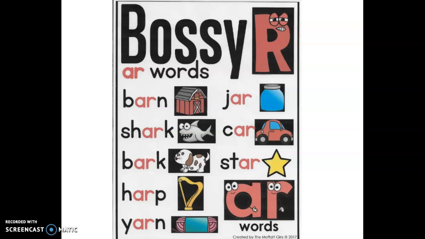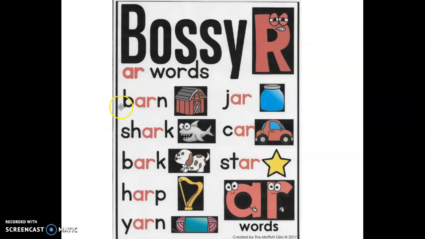Today we're going to be learning about the Bossy R, and I've mentioned this to you before. The R, when it follows a vowel, changes the vowel's sound. For example, when we have an R that follows an A, the A no longer says "ah" or "A", it says R, just like a pirate would say. So when we have the A followed by an R, we get the R sound.